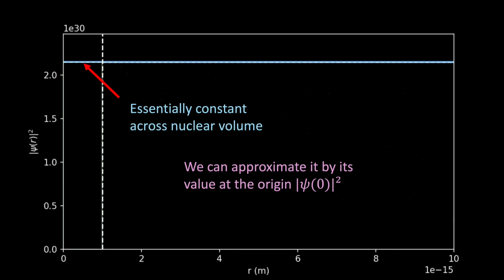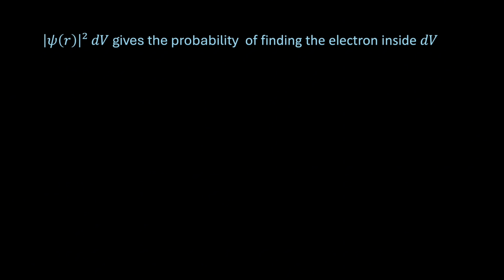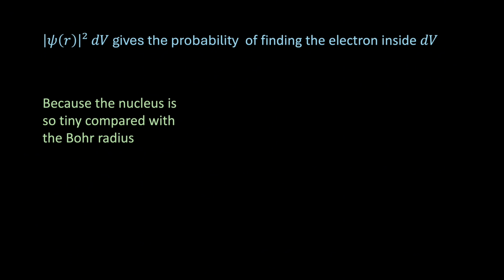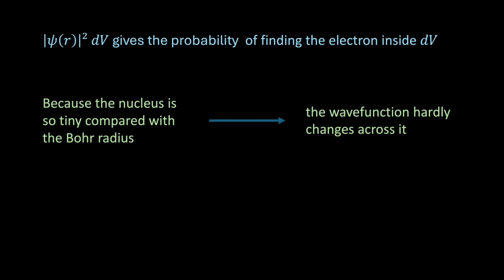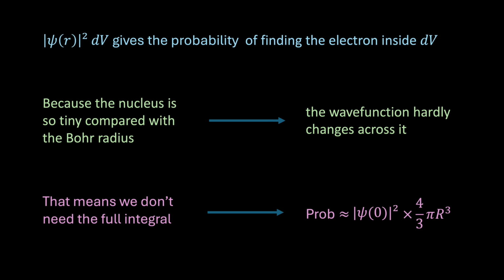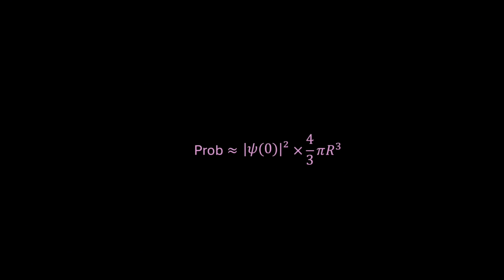Okay, so why does that help? Well, if you recall, the probability density multiplied by dV gives the probability of finding the electron inside a small volume element dV. Because the nucleus is so small compared with the Bohr radius, the wave function hardly changes across it. That means we don't need the full integral. Instead, we can estimate the probability as the probability density at the origin multiplied by the nuclear volume.